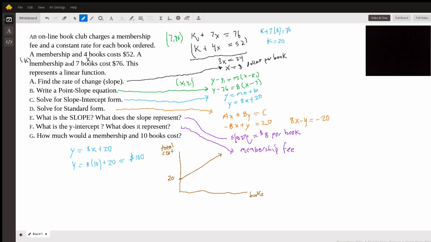And I think most students that I work with, what they're going to have trouble with is E and F, not so much A, B, C, and D. E and F, realizing that the slope is the cost per book, and realizing that the membership fee is the y-intercept. And if you're having trouble with that, a good way to approach it would be to do this graph.